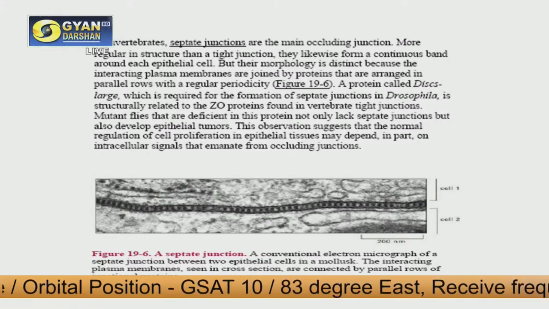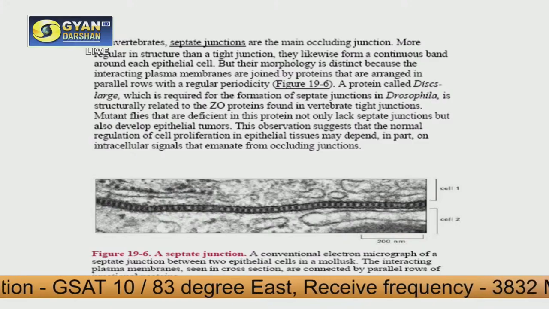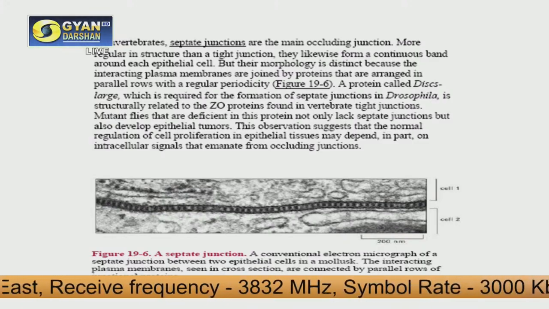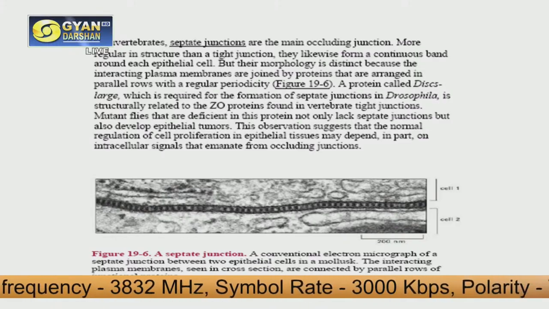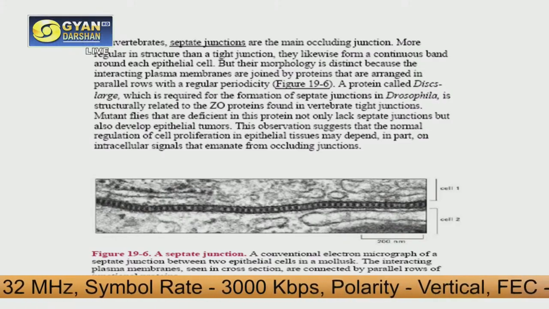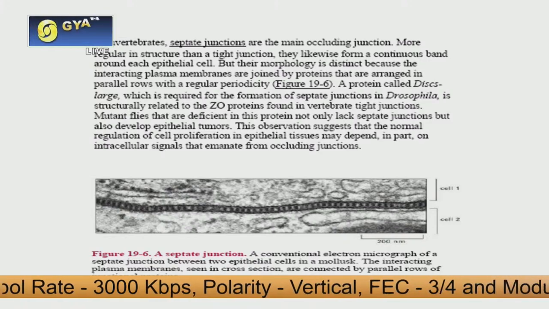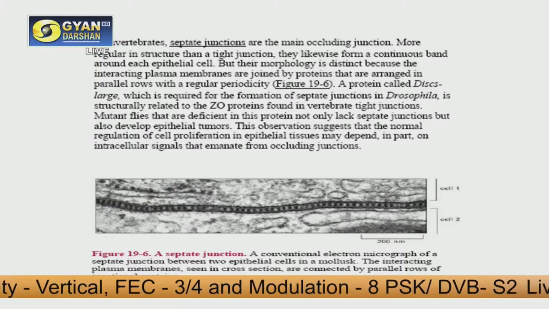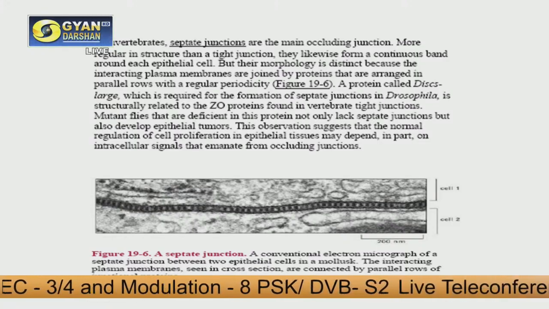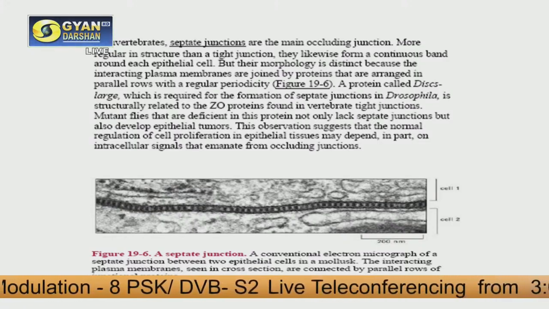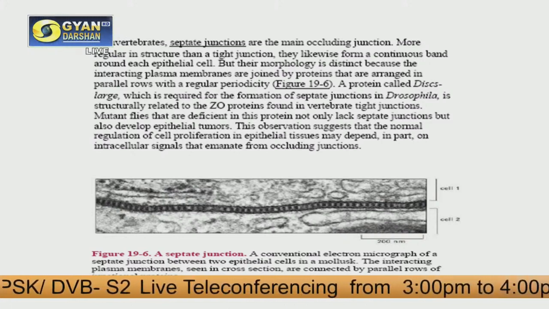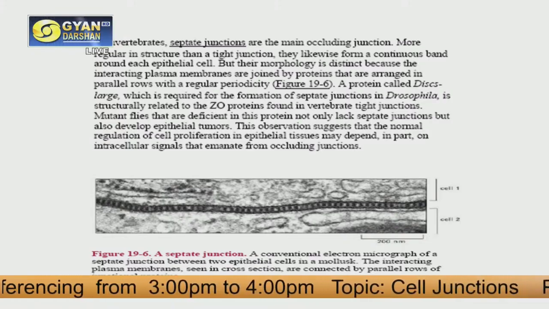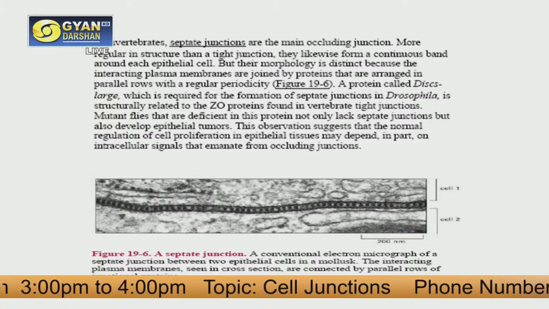In Drosophila, what are the proteins that make up these septate junctions? There is one protein which is called discs large. Like you have studied claudin, occludin, and ZO protein, here the protein present is known as discs large protein, and that protein forms the septate junctions in Drosophila. This protein is structurally related to the ZO proteins.